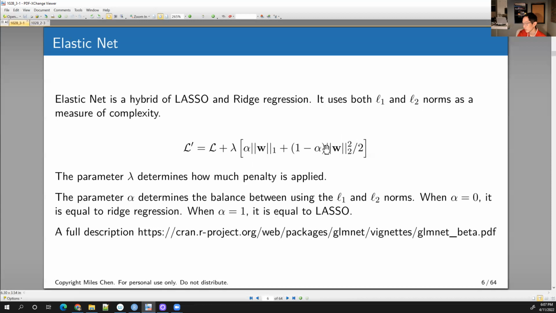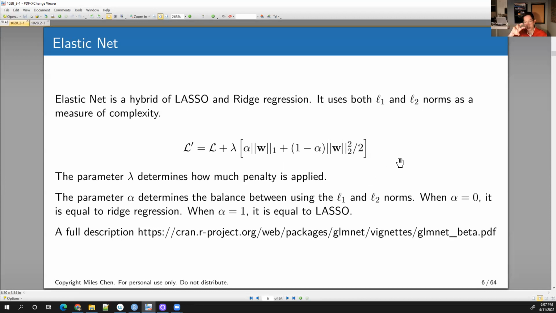Okay, so if alpha is equal to 0, it's pretty much ridge regression. And on the other hand, if alpha is equal to 1, then this term becomes 0, the squared coefficients part goes to 0, and then it becomes basically LASSO. All right, so you'll have something between 0 and 1 for alpha, and it will be some kind of blend somewhere between LASSO and ridge regression.